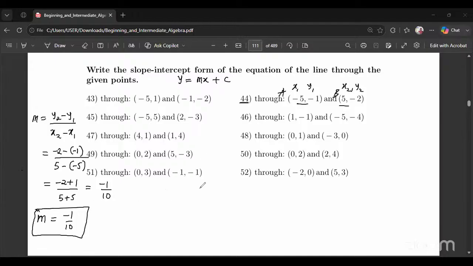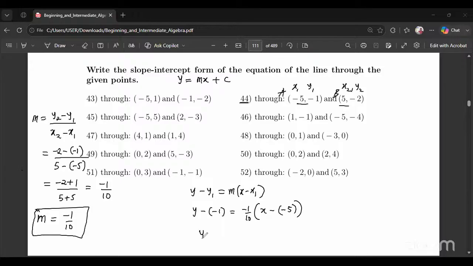The next thing we need to do, we can now write the point-slope form of this line as y minus y1 equal to m into x minus x1. So we already see the x1 and the y1. We just plug it right here. So the y1 here is -1, and the slope is -1/10, and x1 is -5, right? So now we just do some cleanup here.